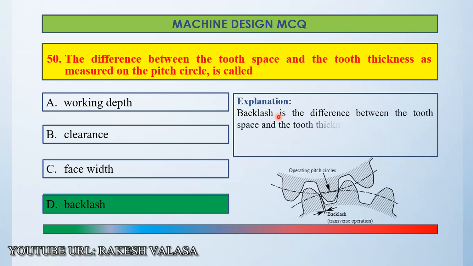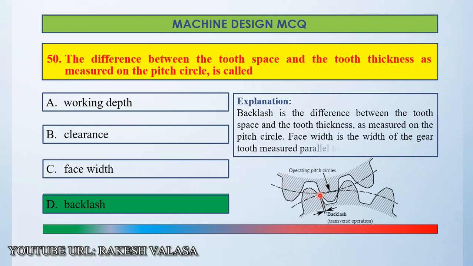Here the backlash is the difference between the tooth space and tooth thickness as measured on the pitch circle. Here face width is the width of the gear tooth measured parallel to its axis. So the correct answer is option D backlash.